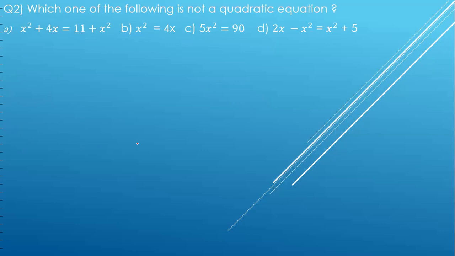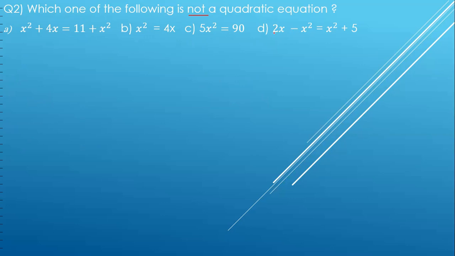Now in the next question, I had made a mistake in the previous video, and the question was which of the following is not a quadratic equation, and by mistake I had given you which of the following is a quadratic equation. So anyways, let us solve this question as well. So let us solve from the right to the left. So we will first see the D option.